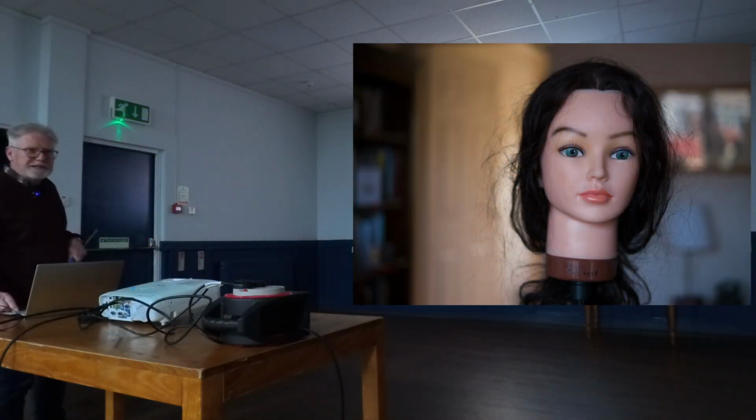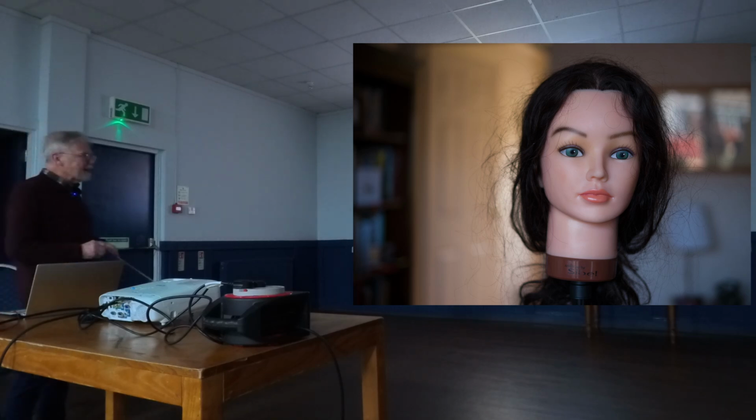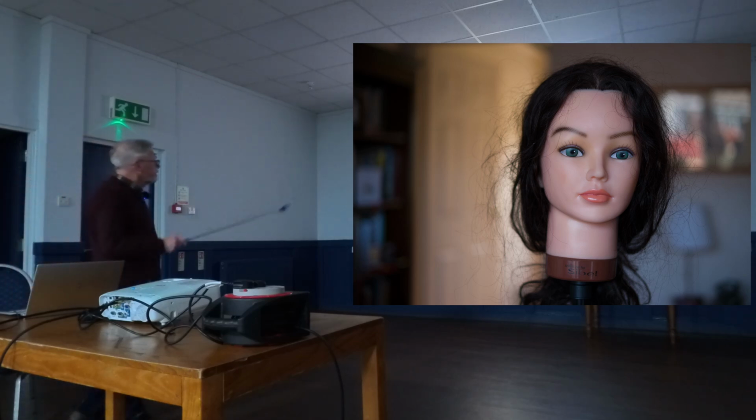Depth of field. Something that aperture alters is depth of field. In other words, how much is in focus.